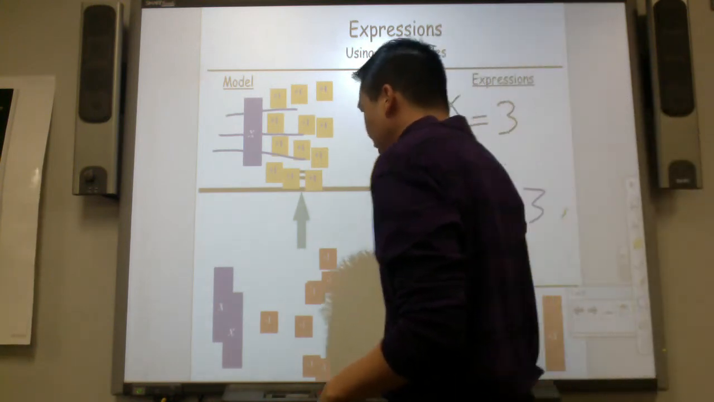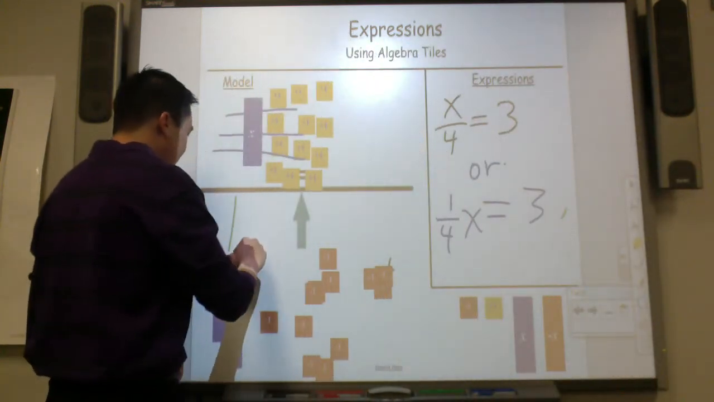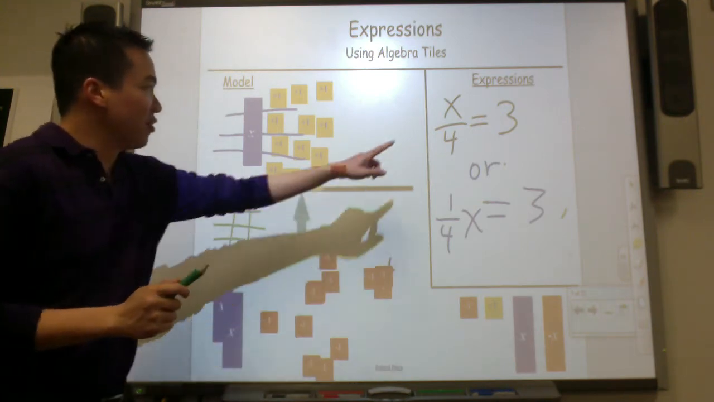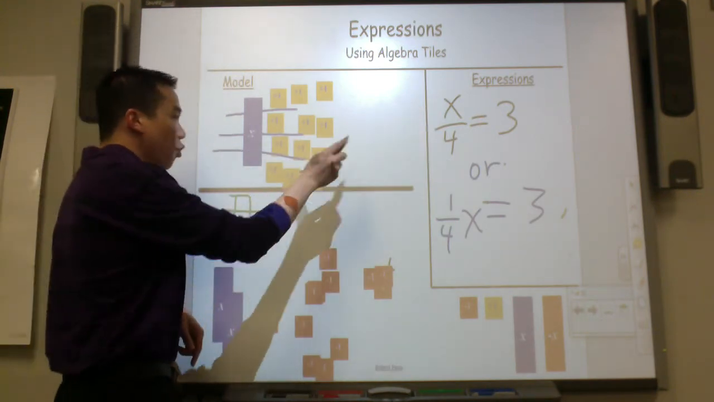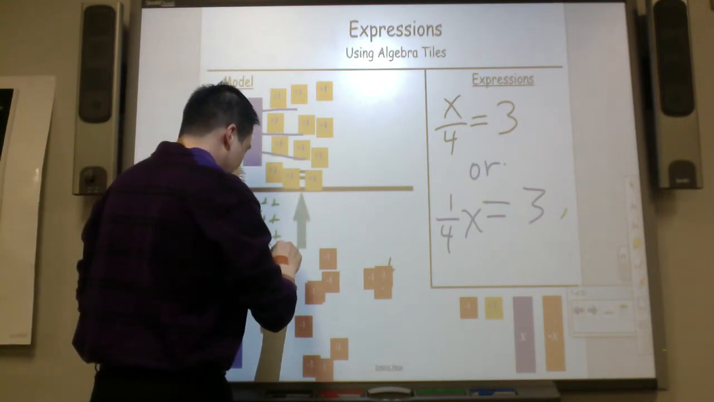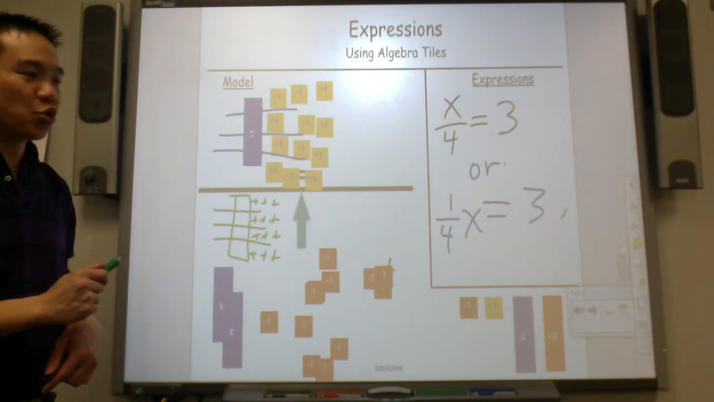Could we do this without algebra tile and without drawing? You can. So in order to draw it, you could draw it this way. This is an x. I divide it into fourths. Each fourth has three positives, three positives, three positives, three positives. So together, x has 12.